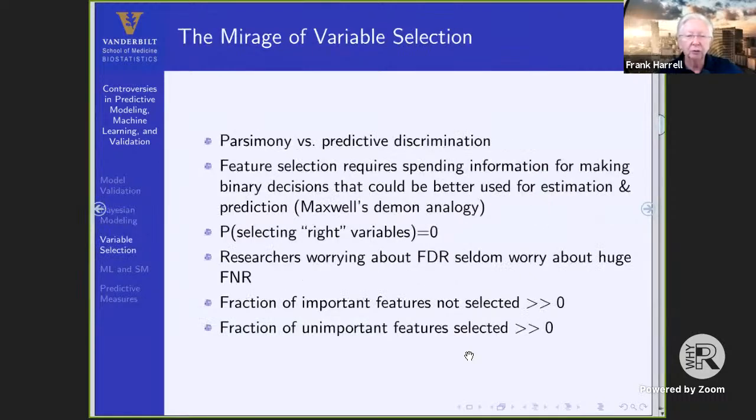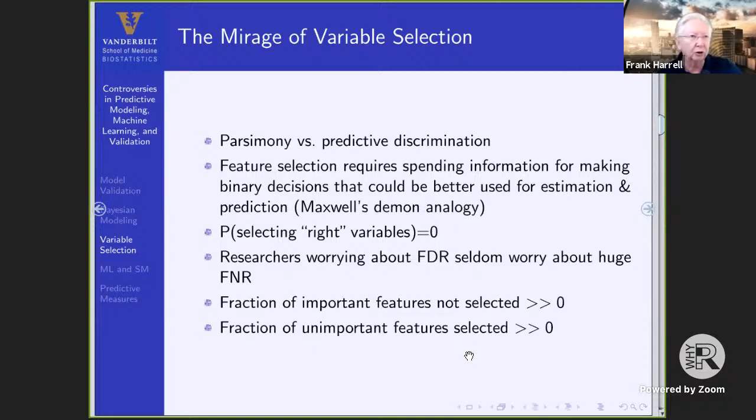And then I want to spend time on the mirage of variable selection. This is something that people are not stopping to think enough about. And so one thing they're not thinking enough about is the idea that parsimony is the enemy of predictive discrimination. So if you want to have the best predictive discrimination, you don't want to spend any of the data trying to figure out which features to use. Anytime you try to select features, you're actually using some of the information in the data.